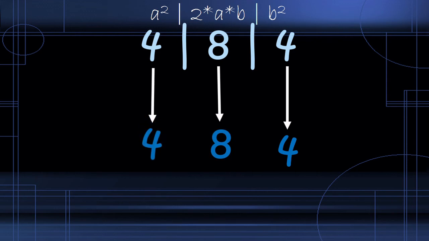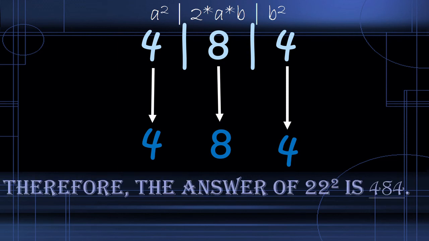Since we only have ones digits here, we don't have tens or hundreds digits. So the answer of 22 square is 484.